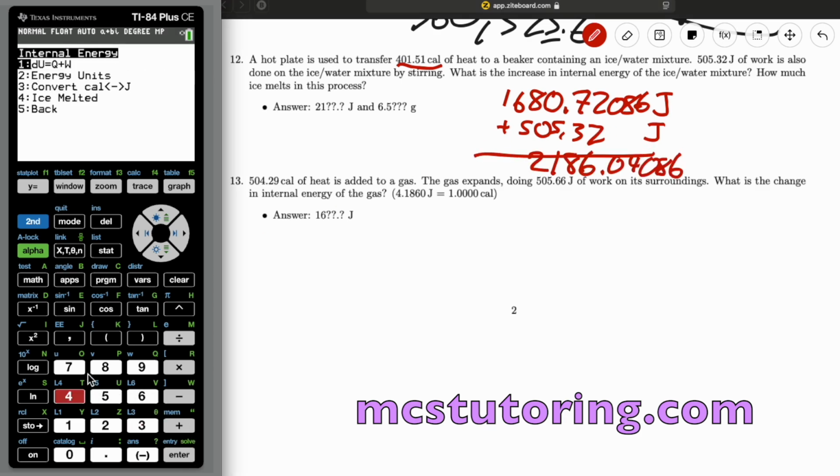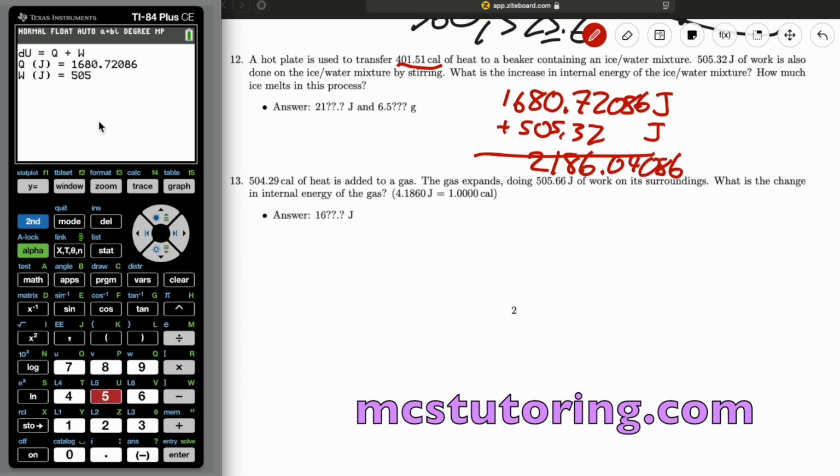And then dU, meaning the change in U, is q plus w. And then we're going to be in option 2 for joules. And then for the q, that was the 1680 because that's the hot plate transferring the heat there. So 1680.72. This is officially doing it using the calculator program. We could also do it by hand like I just did. So if you're bored, just skip ahead a minute.